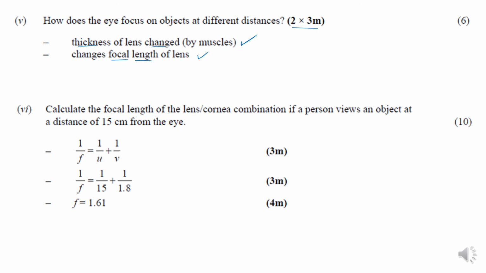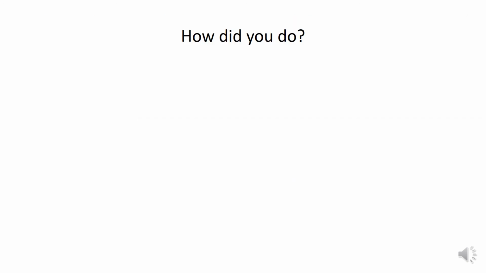Calculate the focal length of the lens cornea combination if a person views an object at 15 centimeters. So here you see that you get 3 marks for the formula, so you should always make a habit of writing down the formula. Putting the correct values in the correct places in your formula gets you another 3 marks. So now you're at 6 out of 10, and fully calculating will bring you to another 4 marks, which makes 10 out of 10. So how did you do?